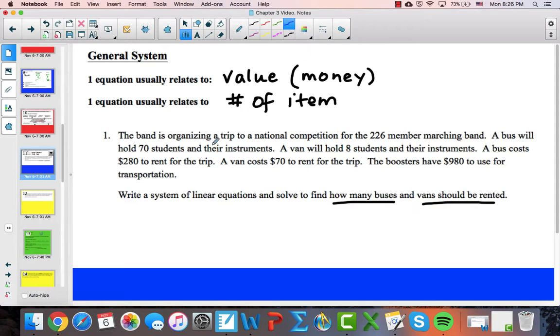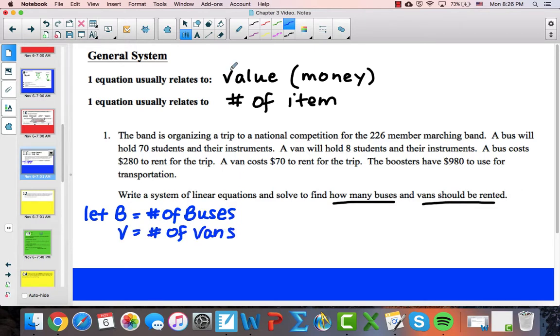Okay, so first we want to identify our variables. They come from the question. It says how many buses and vans should be rented. So I'm going to let B equal the number of buses, and I'm going to let V equal the number of vans.